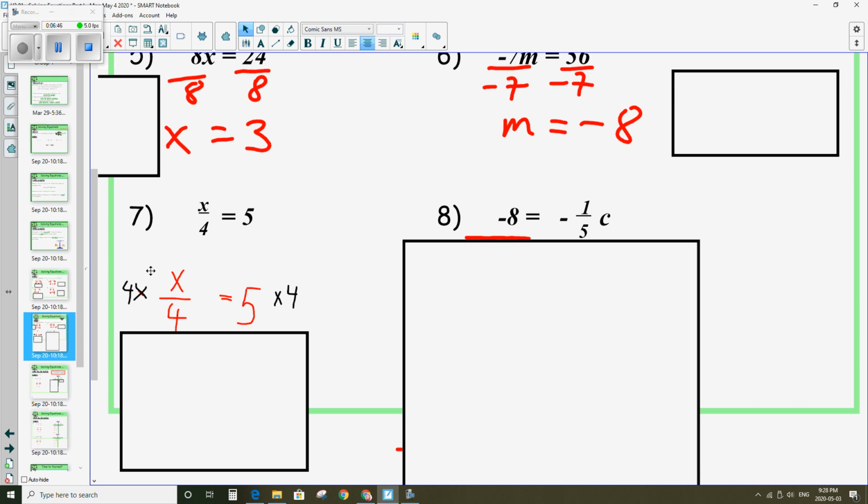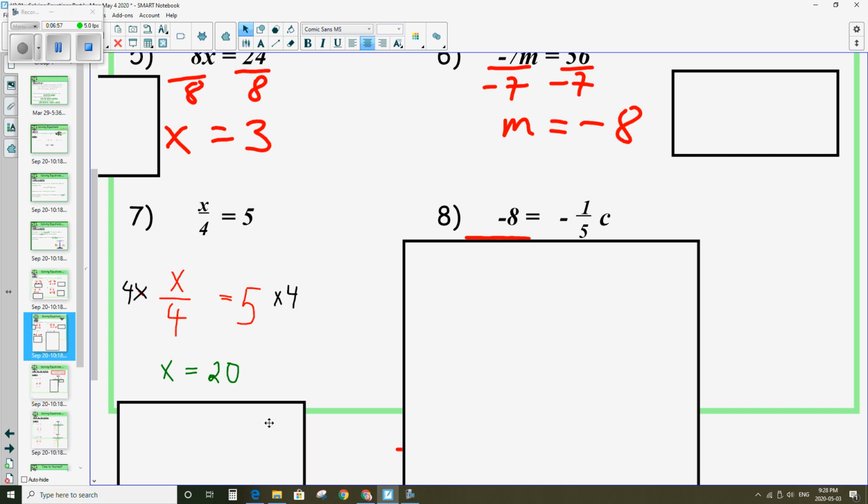Okay, so now we have on the left-hand side 4 times x is 4x divided by 4. 4x divided by 4 is x. And on the right, 5 times 4 is 20. Okay, so we're just doing the opposite operation.